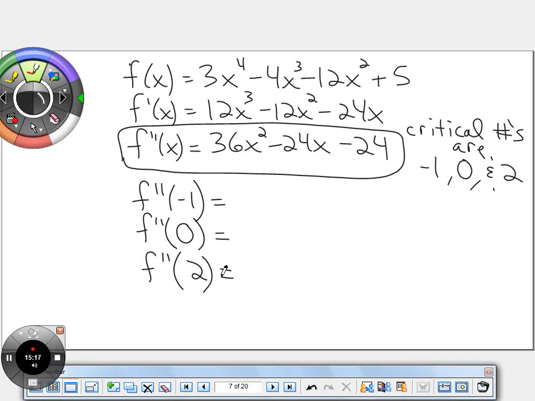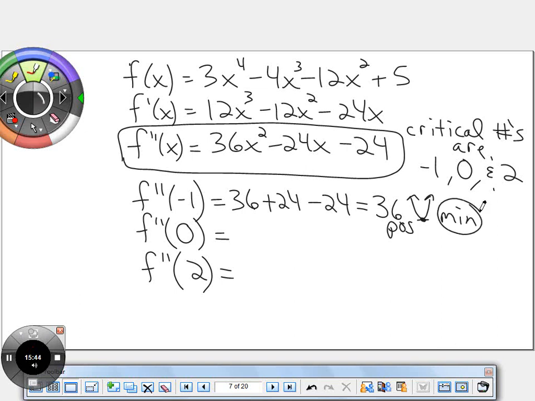So I take f double prime of negative 1 and plug it in, and I got 36 plus 24, and then minus 24. That equals 36, which is positive. So that means it's concave up there. And I found out that that's where the first derivative equals 0, so that means there has to be a minimum. So there's a minimum at negative 1, like we discovered before.